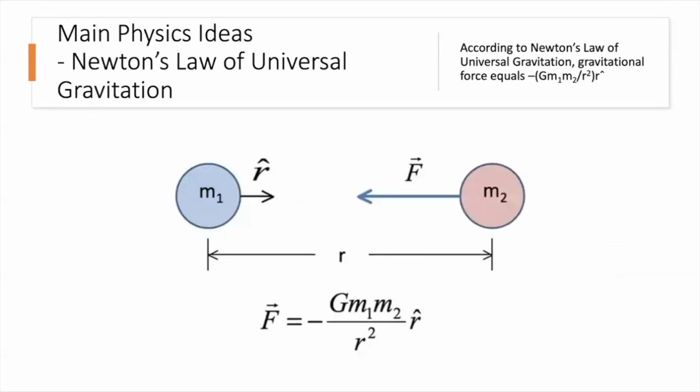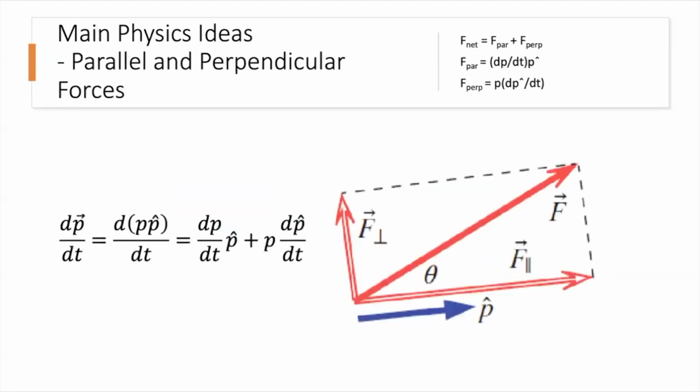The second physics idea used is Newton's law of universal gravitation. According to that, the gravitational force equals -G m1 m2 over r squared r hat. The third main physics idea is parallel and perpendicular forces, in which F net equals F parallel plus F perpendicular. F parallel equals dp/dt times p hat, and F perpendicular equals |p| times d(p hat)/dt.